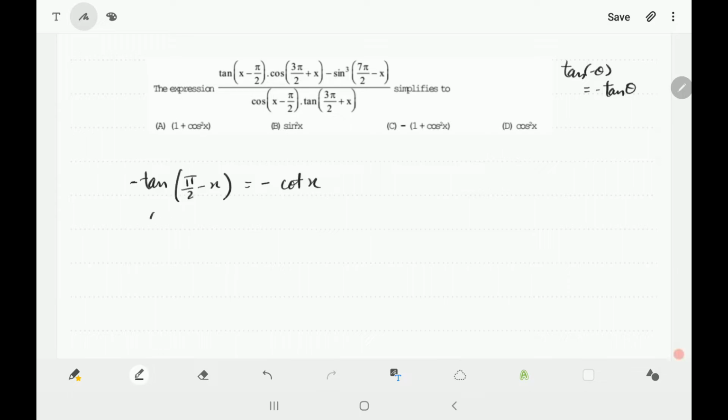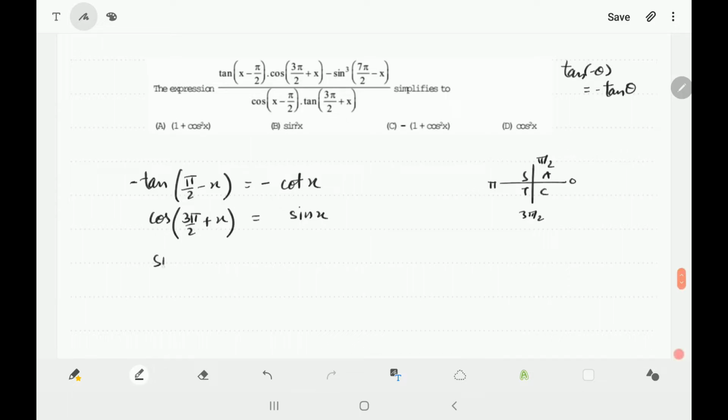Now moving on to the next term, which is cos of 3 pi by 2 plus x. Now 3 pi by 2 will come in the fourth quadrant, where cos is positive, and because it is an odd multiple of pi by 2, the output will be sin x.